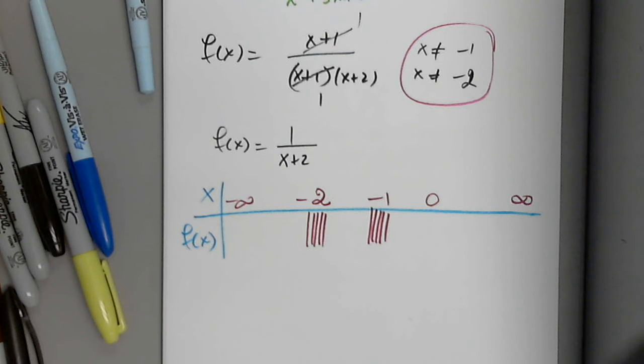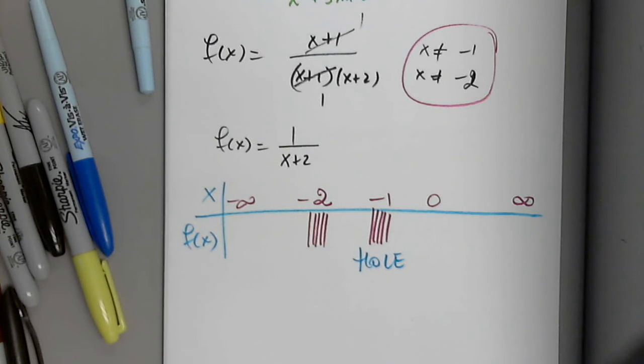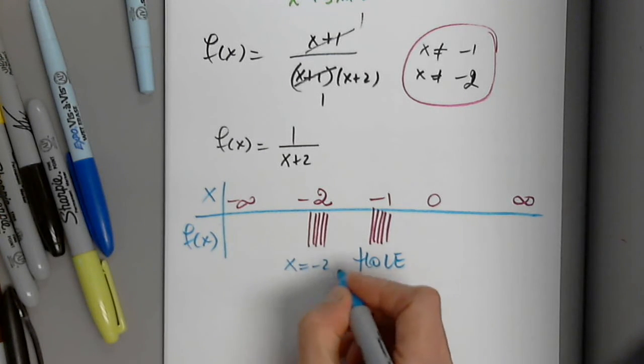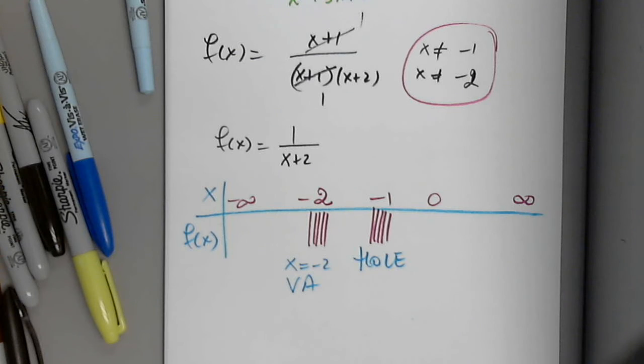So now, which factor went away completely and did not stay in the final simplified form? Right, which is this? This will not be a vertical asymptote, but a hole in the graph. Which factor stayed forever in the simplified form? There is no way around it. X equals -2 is a vertical asymptote.